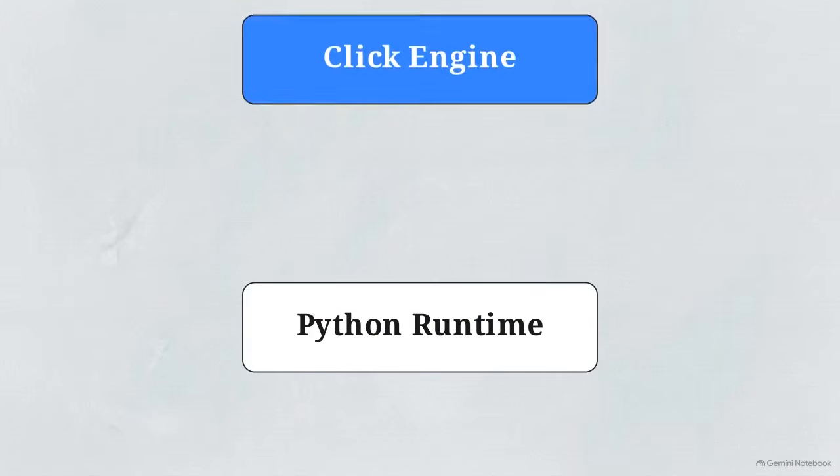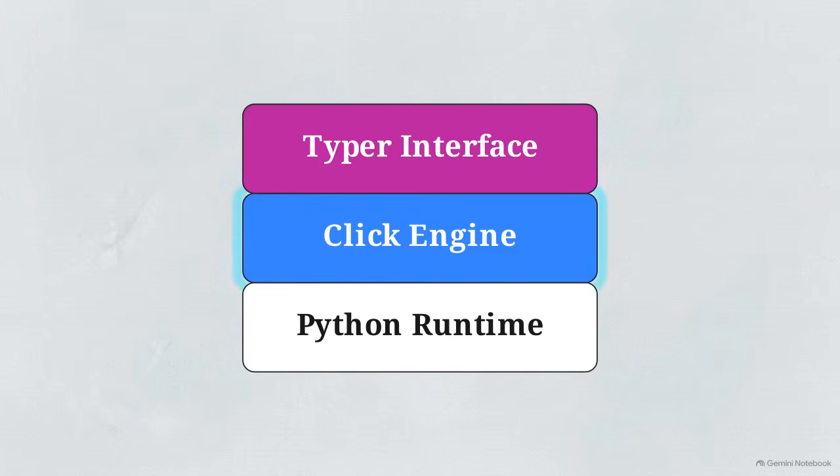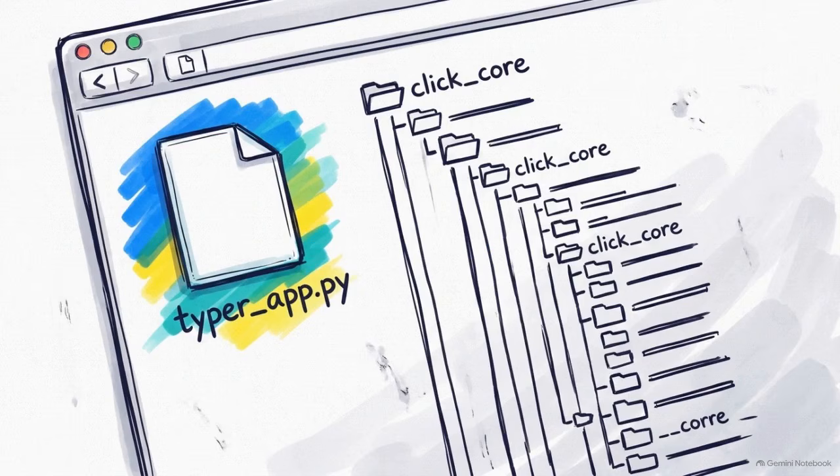To understand how Typer actually works, we have to look at its architecture. Typer does not actually replace Click, it is built directly on top of it. Under the hood, Typer utilizes Click's battle-tested parsing engine to handle the actual command line execution. This means you get the proven reliability of Click without the requirement to write Click's verbose configuration code.